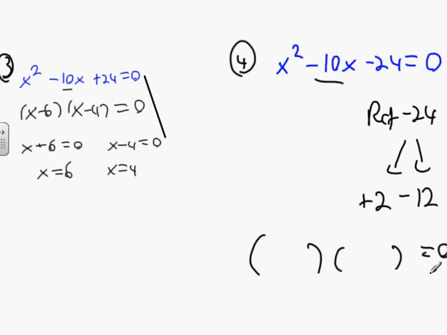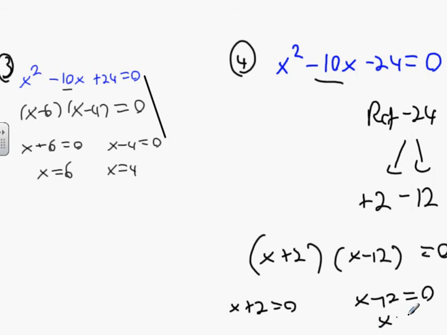So what happens when we open up the brackets? X plus 2 and x minus 12. Then finish it off. X plus 2 equals 0. X minus 12 equals 0. X equals minus 2. X equals plus 12. Okay, happy enough with that?